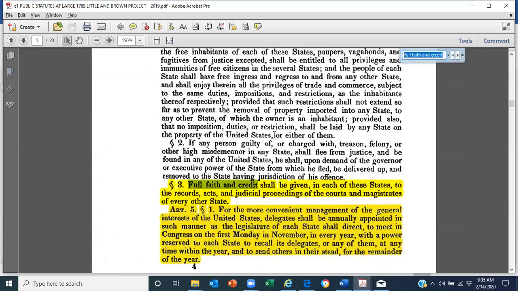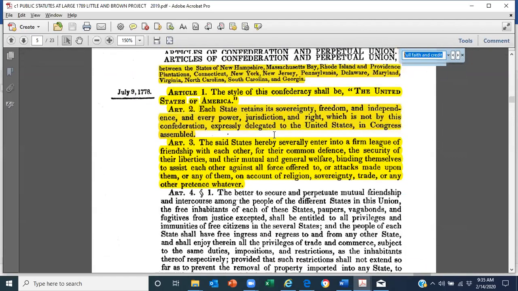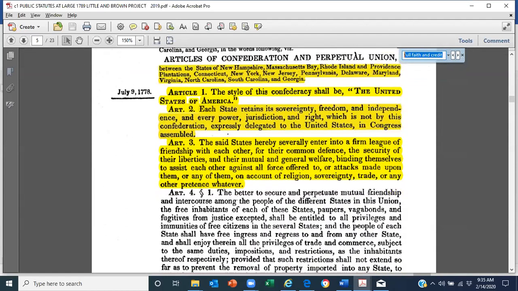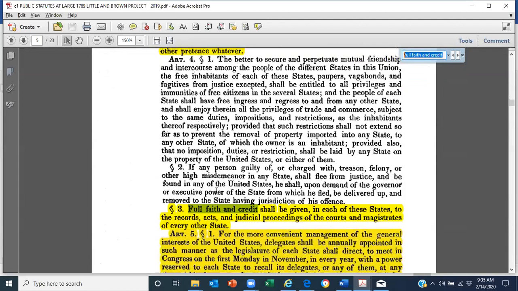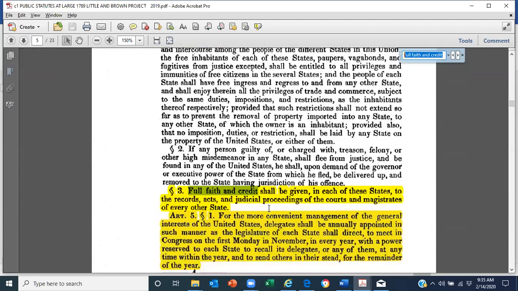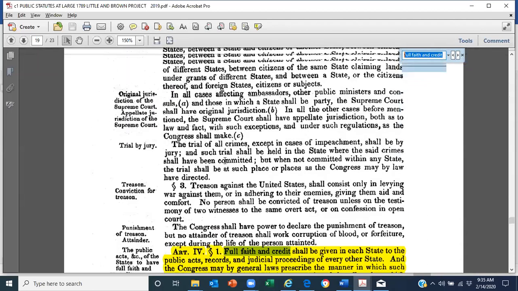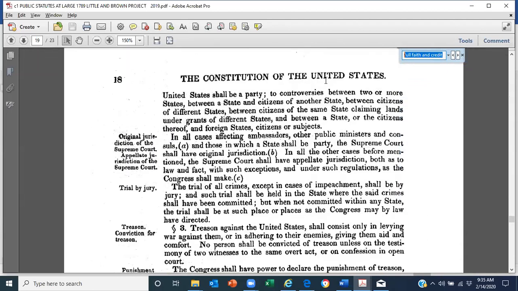Again, let me scroll up to the top so you can see for yourself. This is the Articles of Confederation, Article 4, Section 3: full faith and credit shall be given in each of these states to the records, acts, and judicial proceedings of the courts and magistrates of every other state. That's number one. Let's go to number two. Again, this is the U.S. Constitution. Let me go ahead and prove that to you. The Constitution of the United States right here.